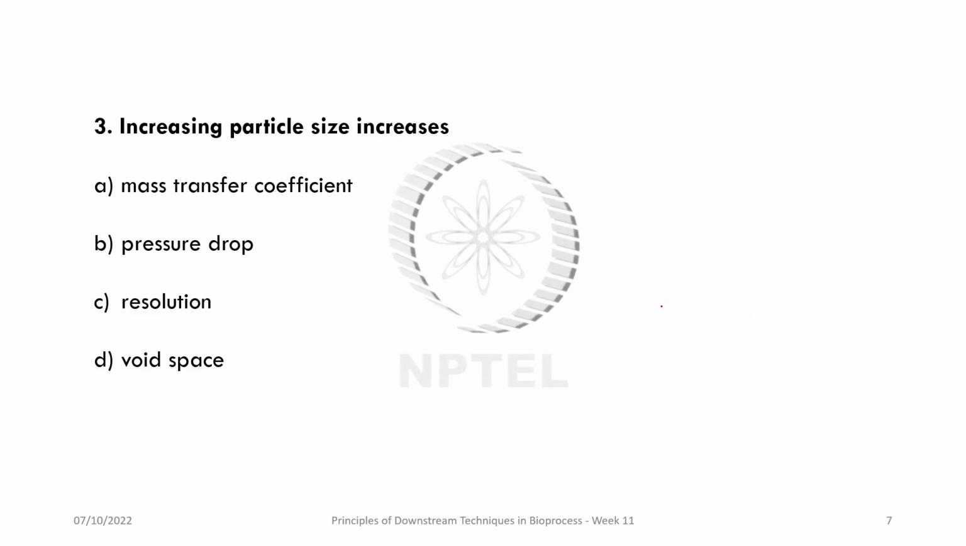Question 3. Increasing particle size increases option A mass transfer coefficient, option B pressure drop, option C resolution, and D void space. Think about it and drop in a text. Is it A, B, C, or D? Increasing particle size in a packed bed chromatographic column. This is one case.